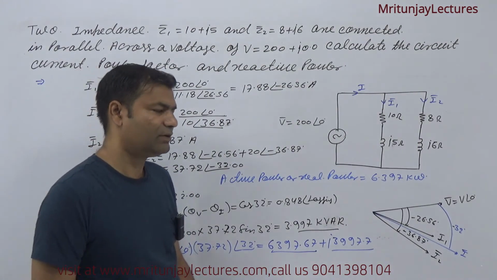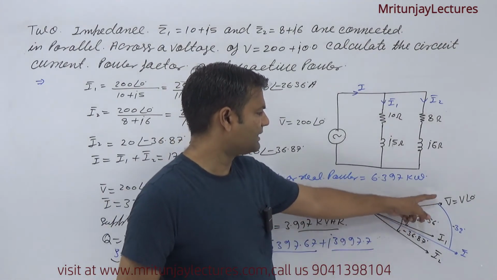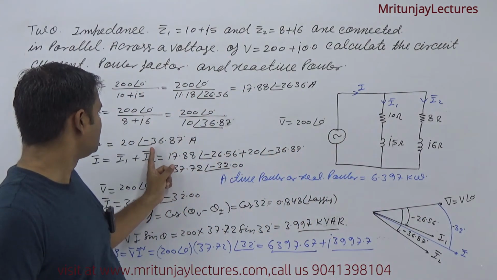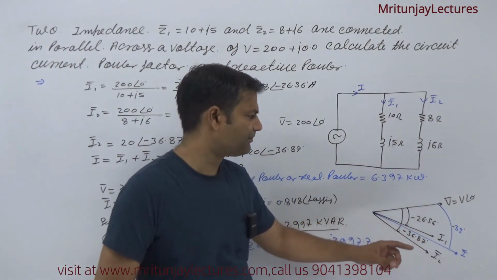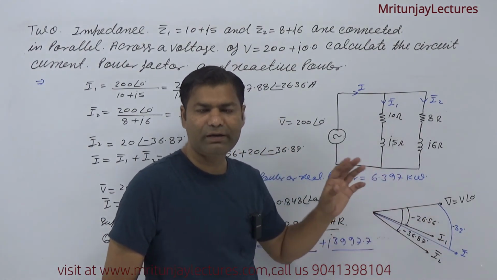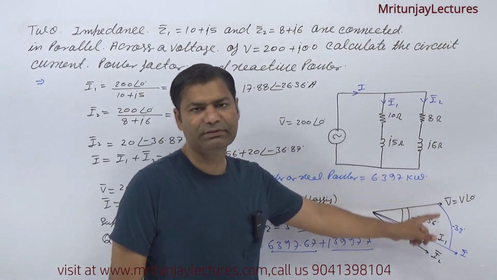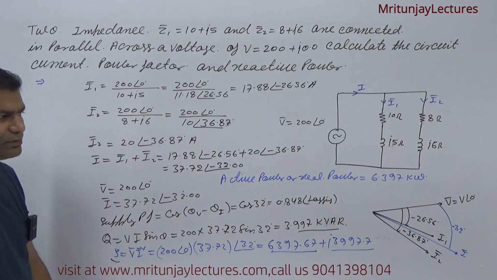Okay, and if you want to make the phasor diagram, V is at the angle 0, and I1 and I2. I1 is like this one, I2 like this one. Make I1 here and I2 here, and the resultant of I1 and I2 is like this one. And the angle between voltage and current is 32. So it is clear also. So finally make it.